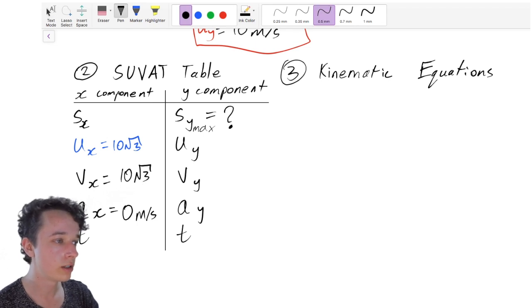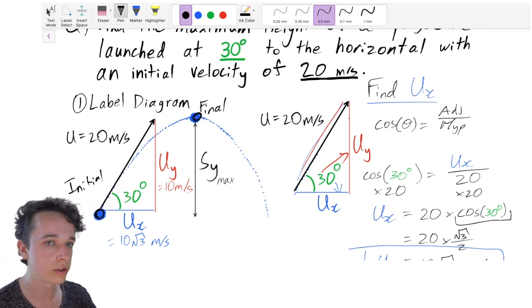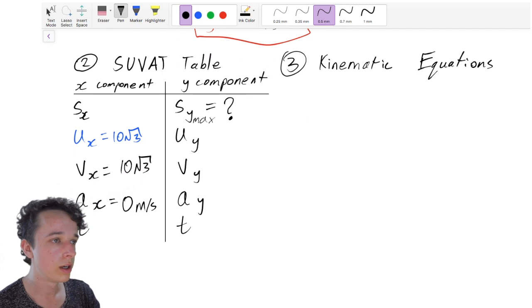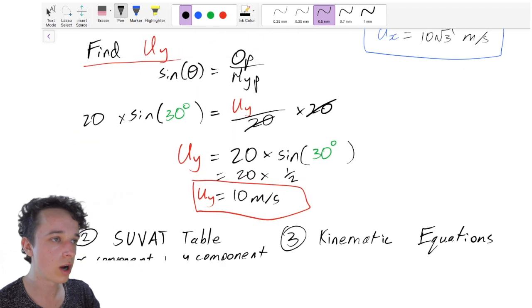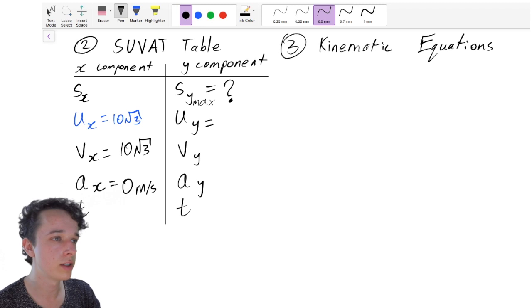Do we know t? What would t be in this situation? Well, t would be the time that it took for the projectile to go from its initial position to its final position. Do we know what t is? No, we do not know what t is. sy max is what we're trying to find. uy, do we know what the y component of the initial velocity is? Yes, we do. We found it. It is 10 meters per second. And I will make that red.